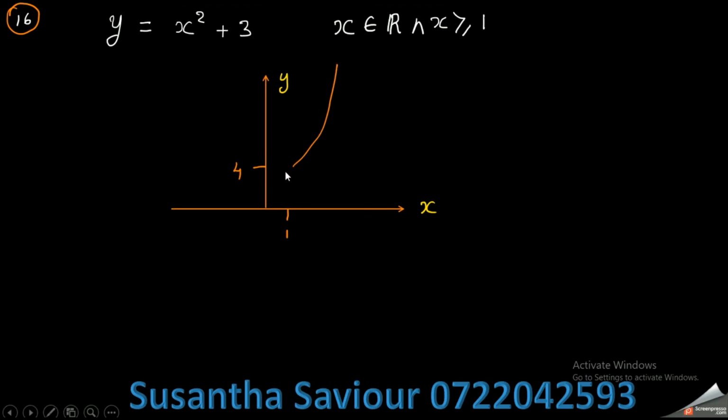This part of the curve will not be there because this x is not there in the domain. x is starting from here, so it is the same thing. Did you understand? Only this portion, so this is going up to infinity when x is being increased. So our range will be y is greater than or equal to 4.